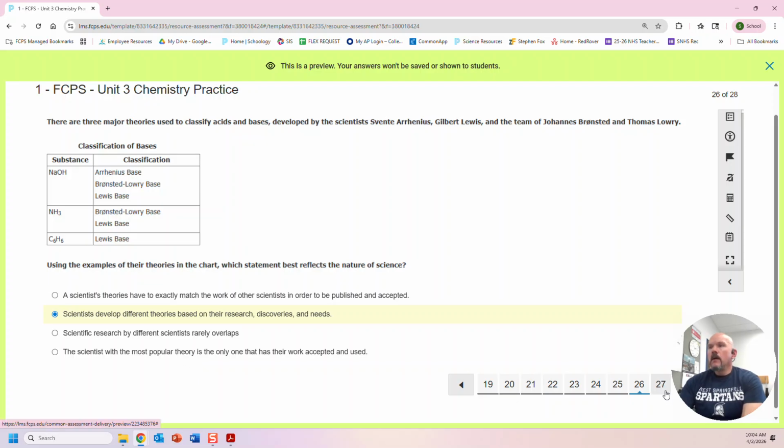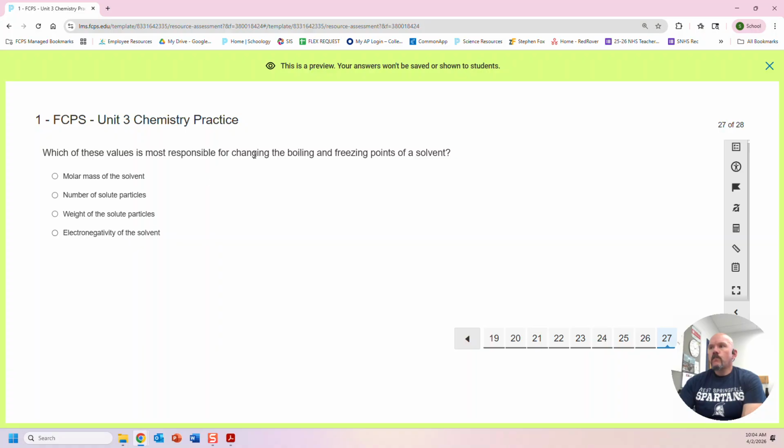Okay. All right. So which of these values is most responsible for changing the boiling and freezing points of a solvent? Remember, the more concentrated it is in terms of dissolved particles, the lower the freezing point, the higher the boiling point. And so it doesn't matter the mass of the particles. It just depends on which one I have more dissolved solute particles in. So it's just the number of particles. So that one. Okay.